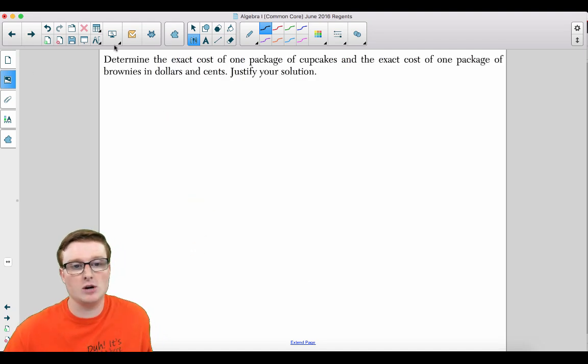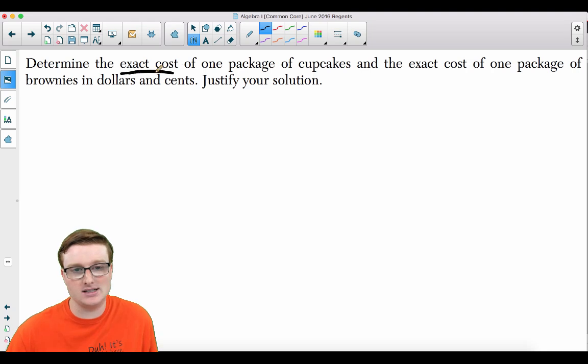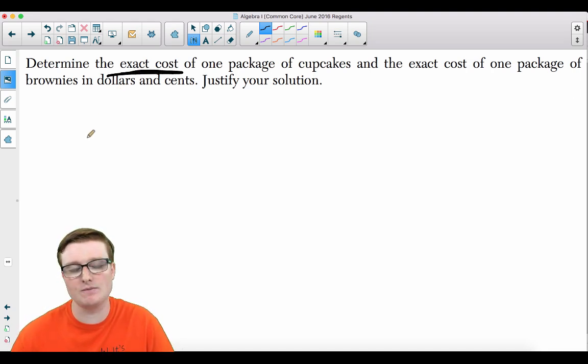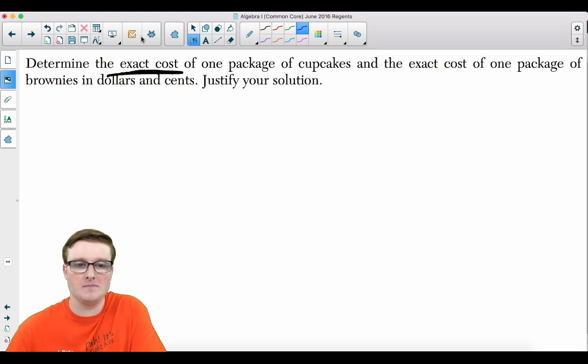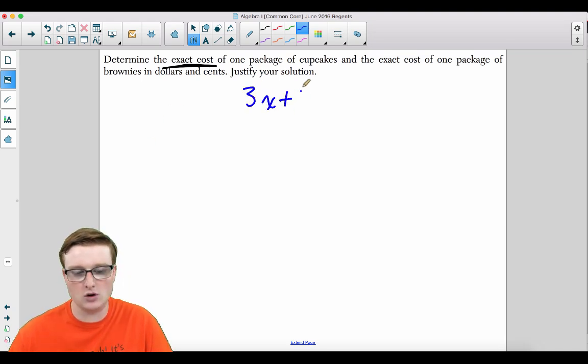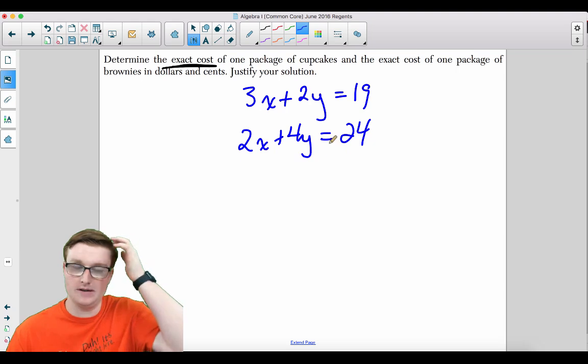One last question. Determine the exact cost of 1 package of cupcakes and the exact cost of 1 package of brownies in dollars and cents. Justify your solution. So the one thing that you dreaded is you actually have to take their system of equations and solve for both of them by hand. So, of course, you have to do it.